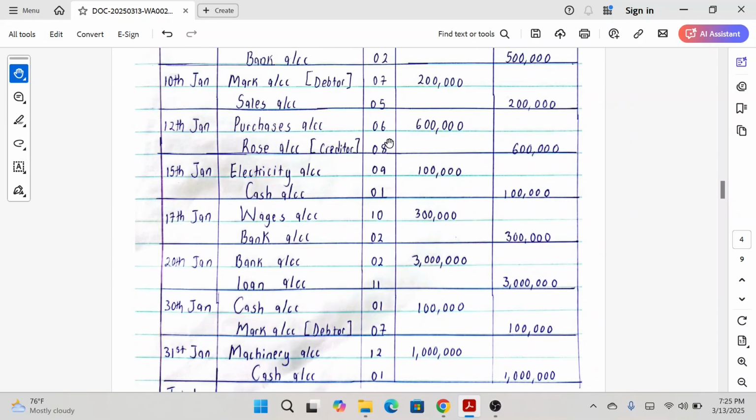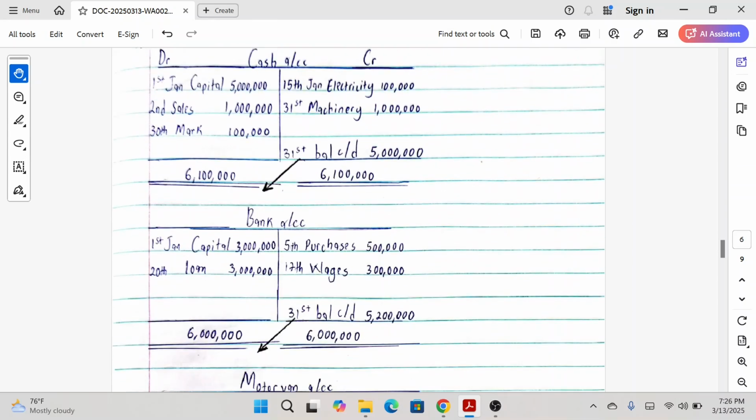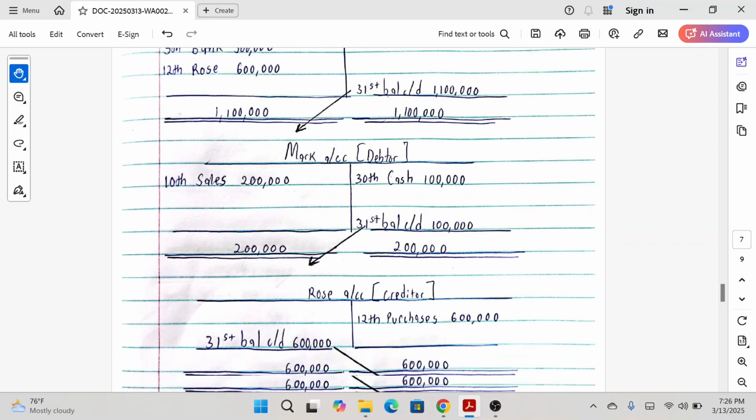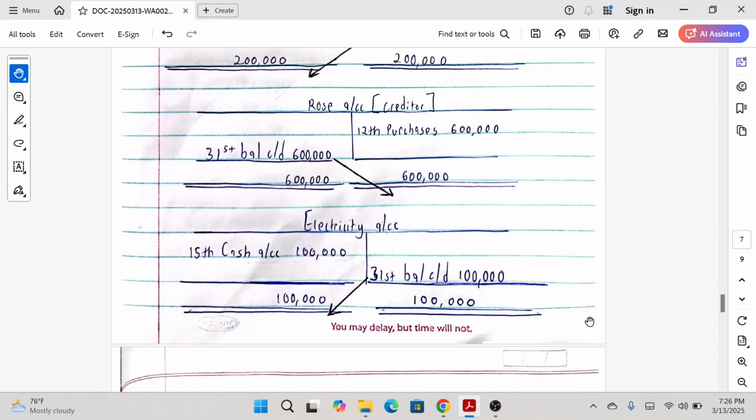So after your 8, you look for 9. So this is your 9. Your 9 is electricity. And electricity on the debit side, you're going to have 100,000. So this 100,000, since money is coming from the cash account, you're going to call it 15th Jan cash of 100,000 on the debit side. So you go on the debit side of the electricity account. 15th cash account 100,000. So this is what I have done.